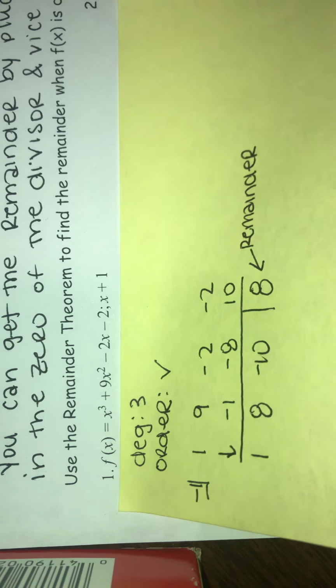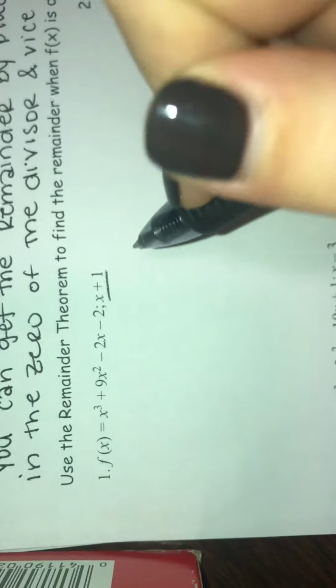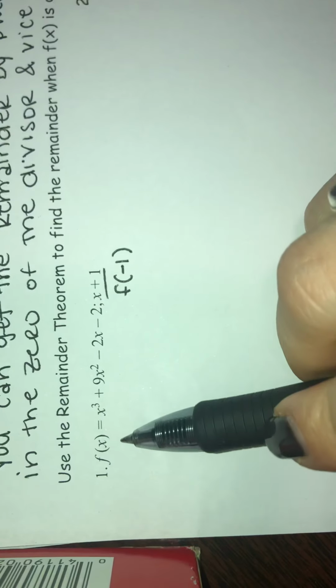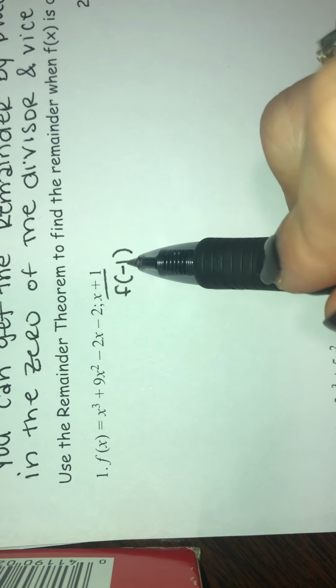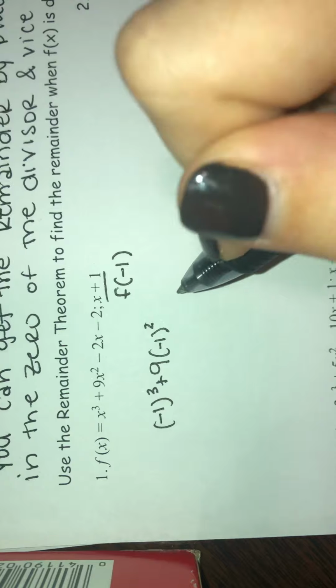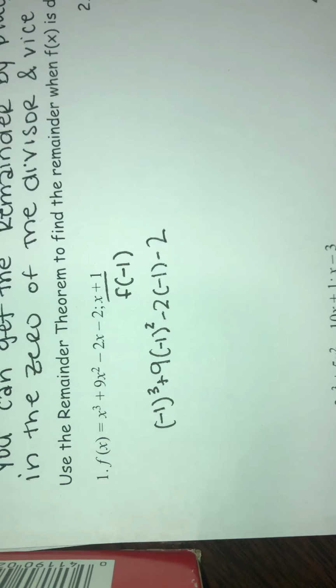Now instead, the remainder theorem says I don't have to do synthetic division. Instead, I say, here is my divisor, so that means my zero is -1. So I'm evaluating an equation of x with -1 everywhere I see x. So right here I have -1 to the third, plus 9 times -1 squared, minus 2 times -1, minus 2.